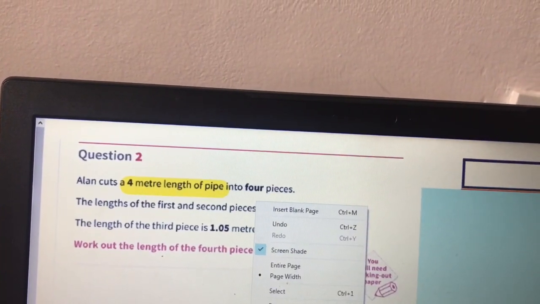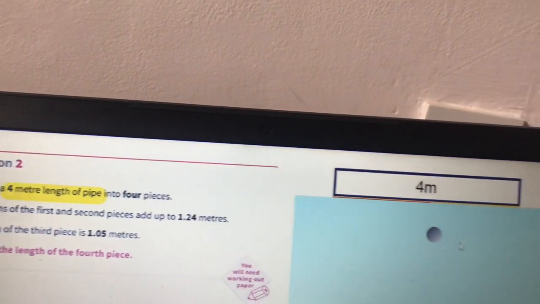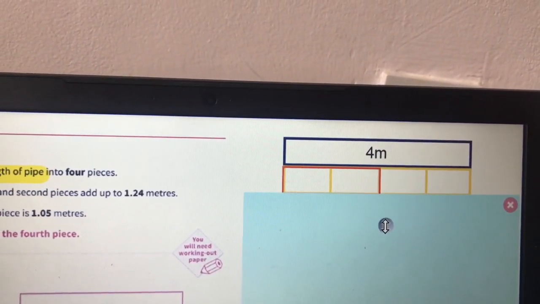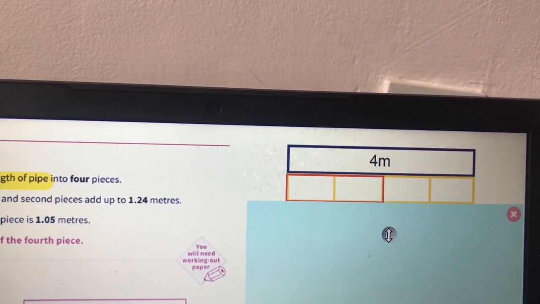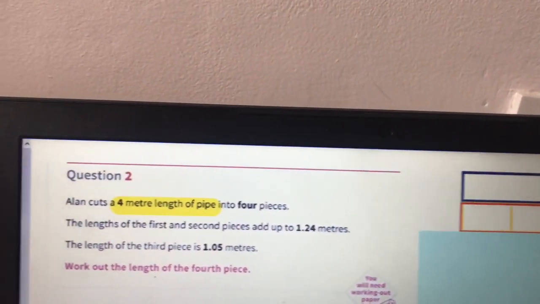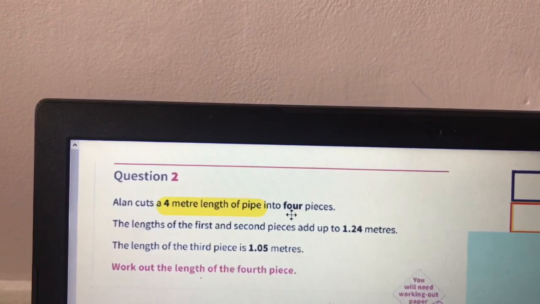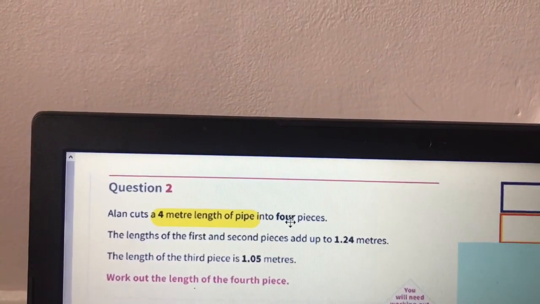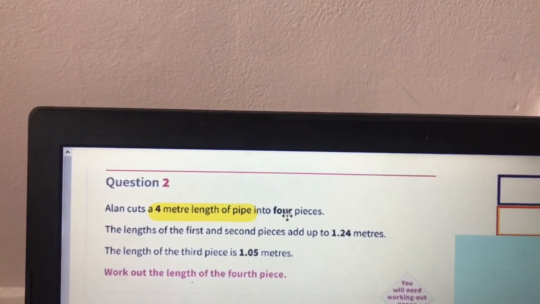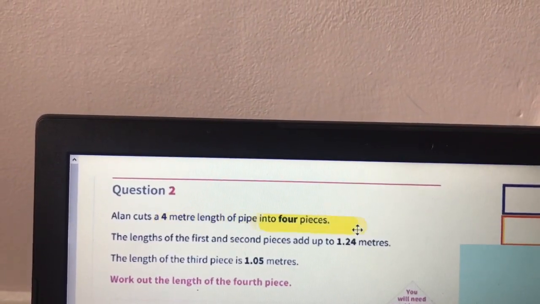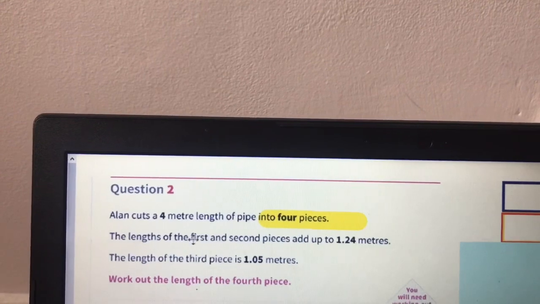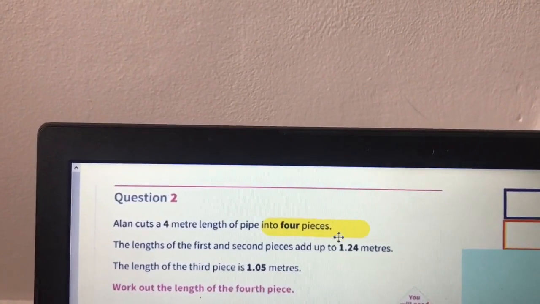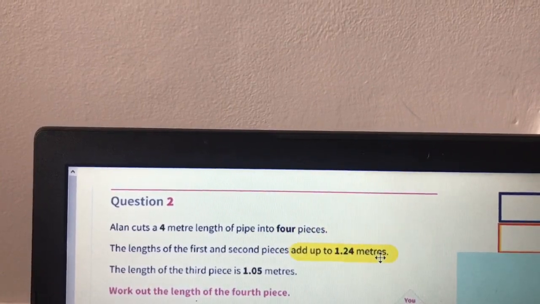If I carry on and go back to my bar, if I scroll down even more, I've got 4 sections to my bar. Again, if I go back, it says here very clearly that he cuts it into 4 pieces. Okay, really important there. You can see that there, 4 pieces. I'll just move that along so you can see. He then says the lengths of the first and second pieces add up to 1.24 meters.